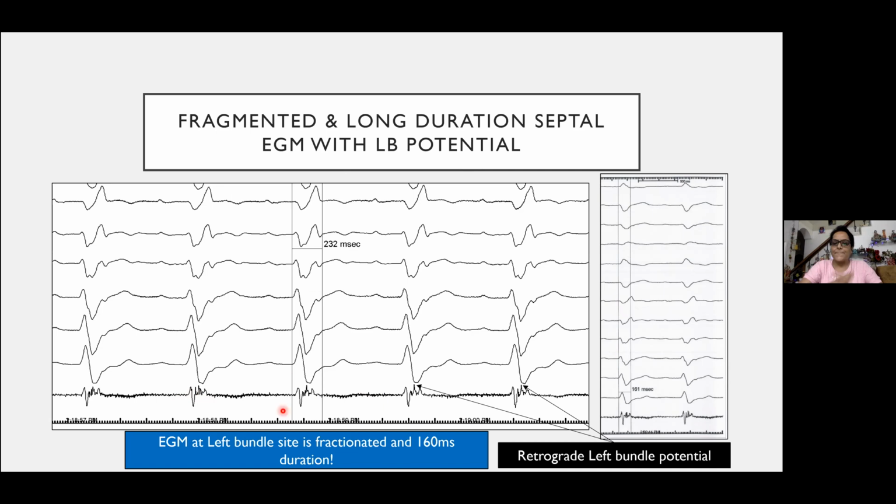You can also see that in this long duration EGM, there is a very sharp spike which is present. Would it be left bundle? It could be a left bundle potential, at least that was my hypothesis, because it looks very sharp and it was consistent. So what do you do next?